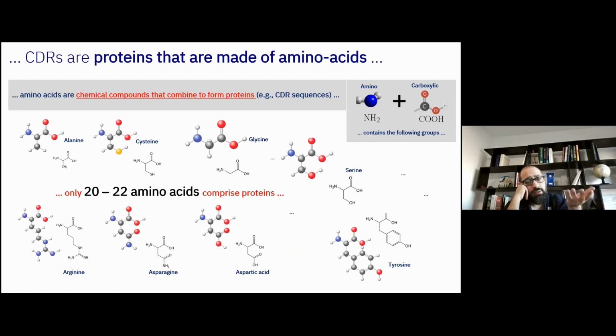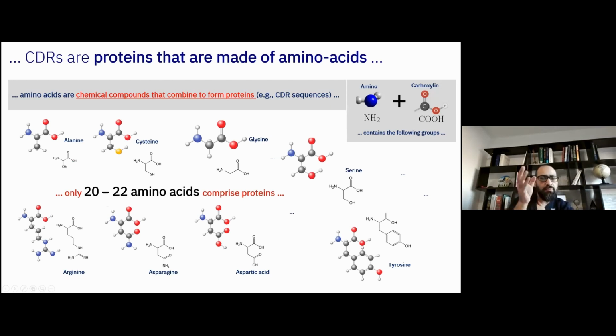So how do we construct this CDR region? Well, the CDR regions are proteins, right? As with most things in our body, what is functional are proteins. Now, those proteins are made from something called amino acids. I'm sure you've seen this before, but an amino acid is a molecule which has an amino group, of the form NH2, and ends with a carboxyl group, of the form COOH. There are 20 to 22 amino acids that comprise the proteins. For example, alanine, cysteine, glycine, tyrosine, and so on.